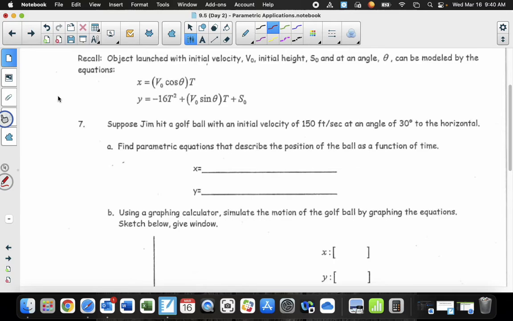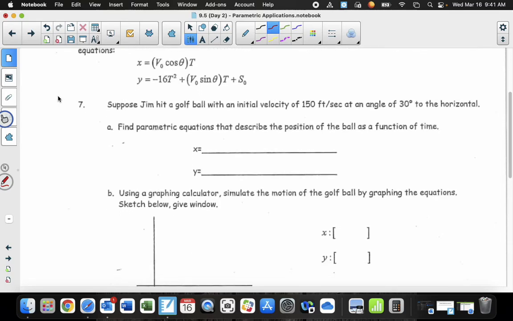Object is launched. V sub 0 is your initial velocity. Okay? S sub 0 in this equation is the initial height. So if you're launching something from the ground, obviously your initial height is 0. If you're launching something that's anywhere above the ground, you have to consider that. Okay? And finally, theta then is the angle at which you are launching it. Okay? What's the angle that something is getting launched to model this? So if you take a look at problem number 7 here, suppose that Jim hits a golf ball with an initial velocity of 150 feet per second at an angle of 30 degrees to the horizontal. We want to first come up with the parametric equations that fit that specific information.